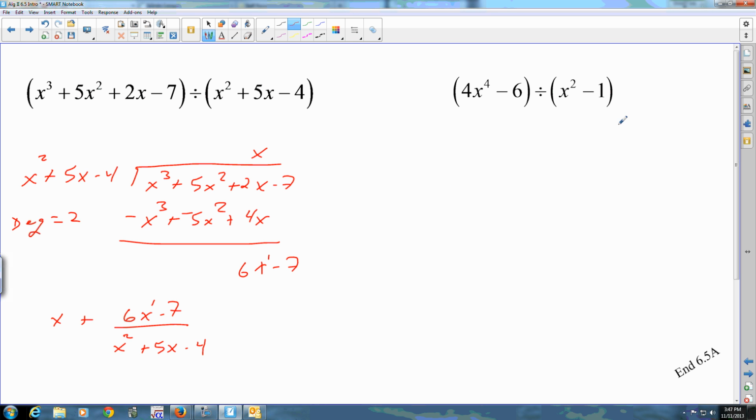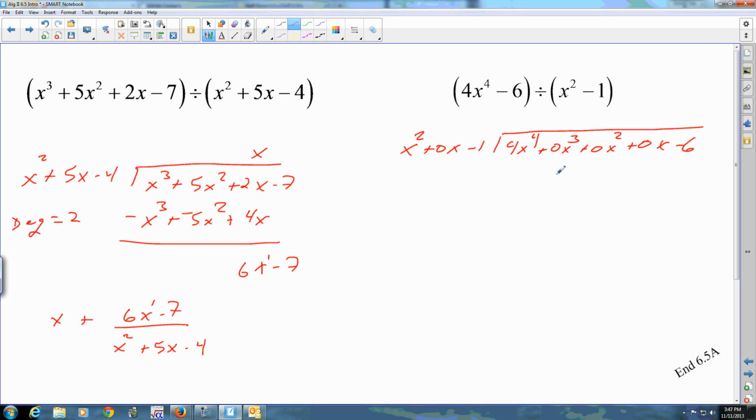One suggestion: when you guys are dividing and your stuff is missing, what I mean is there's no cubic, no squared, no x to the first. This one has no x to the first. Sometimes it's helpful if you put the placeholders for stuff that's missing. So this one would be 4x to the fourth plus 0x cubed plus 0x squared plus 0x minus 6. Sometimes the placeholders are helpful. Sometimes it's not needed at all. I'm just saying, until you get more comfortable with it, you might as well just start by putting in placeholders.